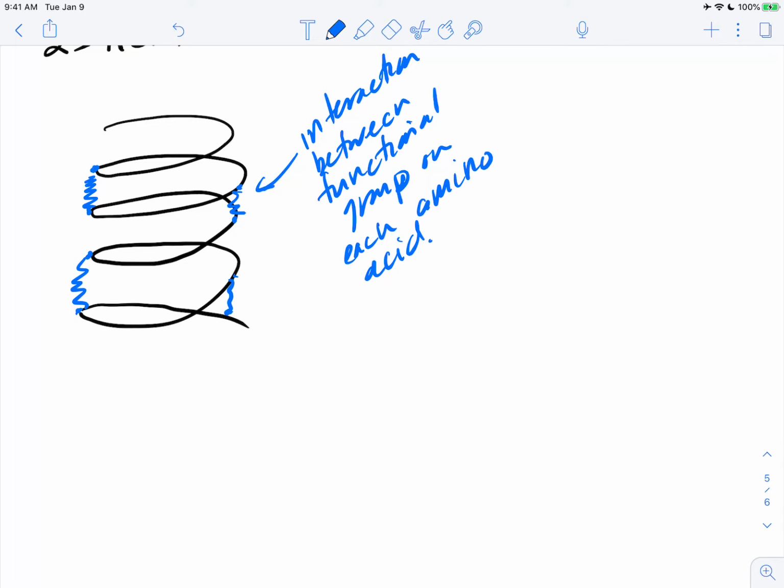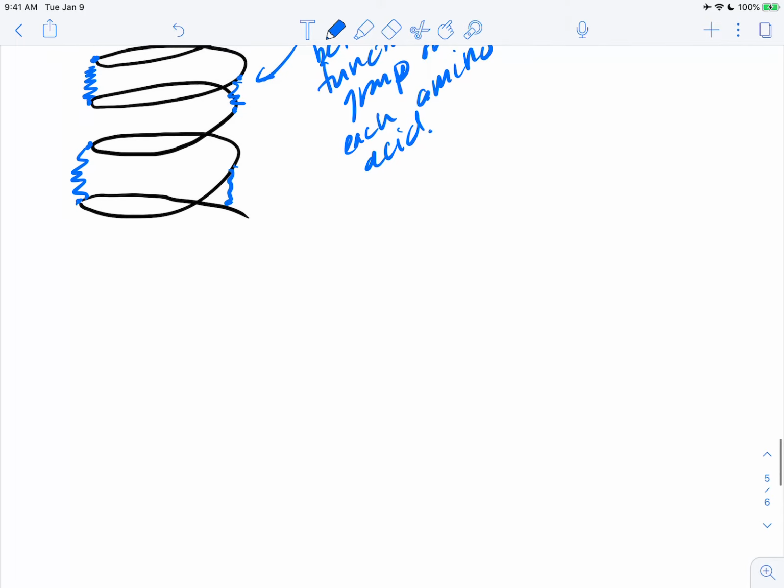And then the beta pleated sheet is going to be where we have still a continuous strand. Think of a continuous strand, where you have your primary structure, but then you have... I'm going to draw this in kind of like three dimensions, the best I can.